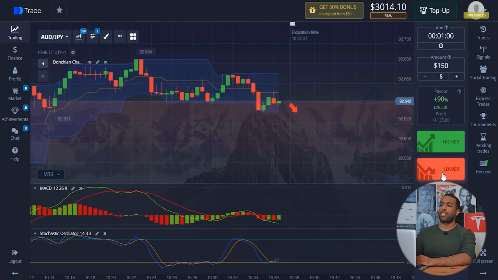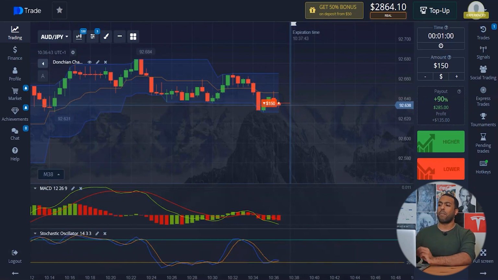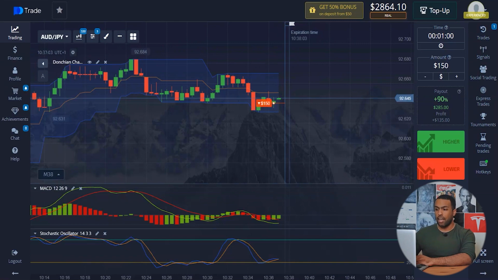Right now, I'm going to make a down trade for $150 for 1 minute. I made this decision because the price was close to the lower boundary of the Donchian indicator, or the support level. It managed to go below that support level, which it was unable to break through for the last 10 minutes. And so I can assume that the price will continue to decline.